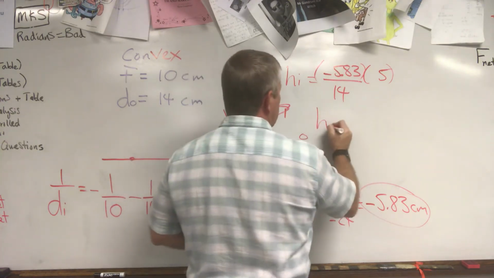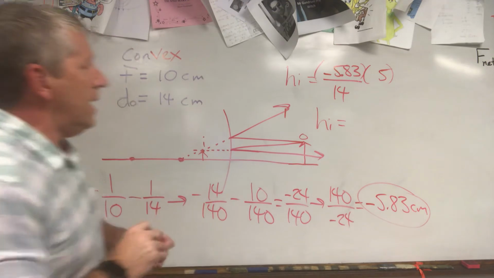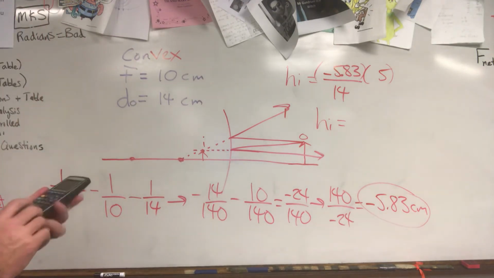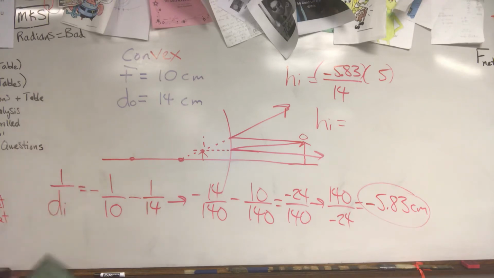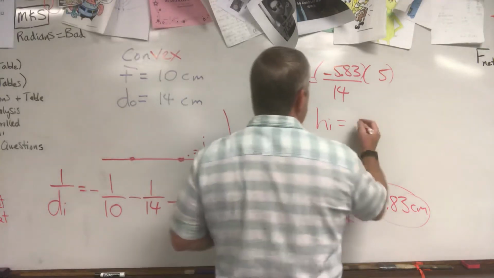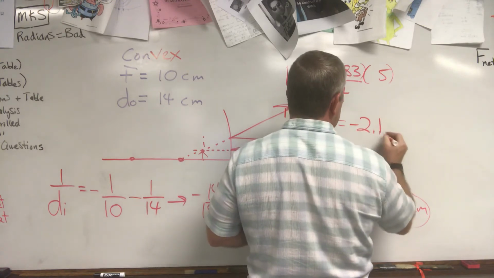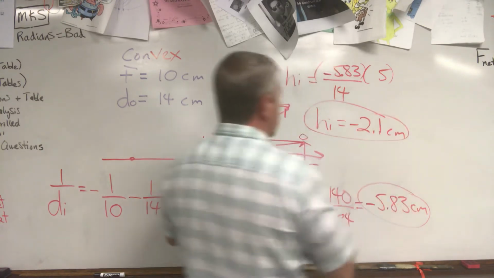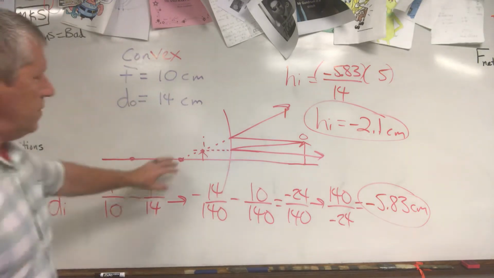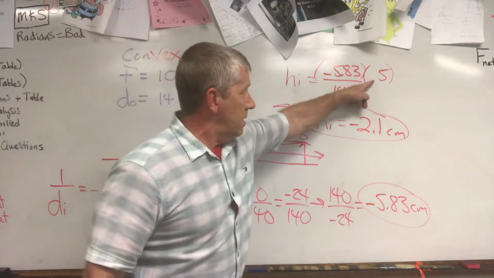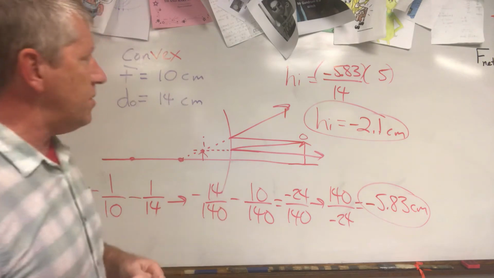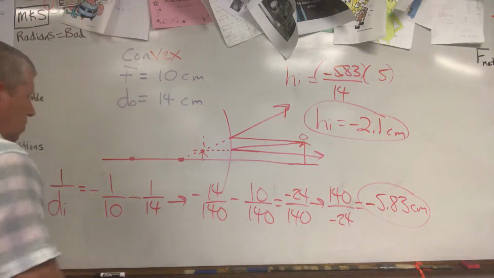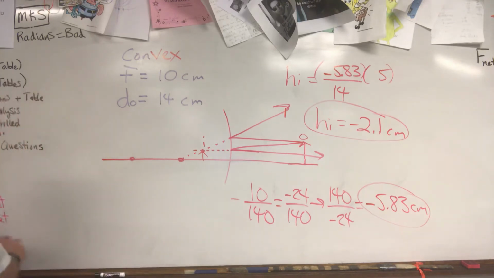5 centimeters. Okay. So go ahead and do the math. When you calculate this out, we will get the height of the image: 5.83 times 5, enter, divided by 14, enter. 2.08. We'll call it 2.1. It's a negative 2.1 centimeters. That's the height. Now that's reduced because that's 2.1 and I used 5. So we have a reduction. We have a magnification factor less than 1. If we do the magnification, let's do the math.